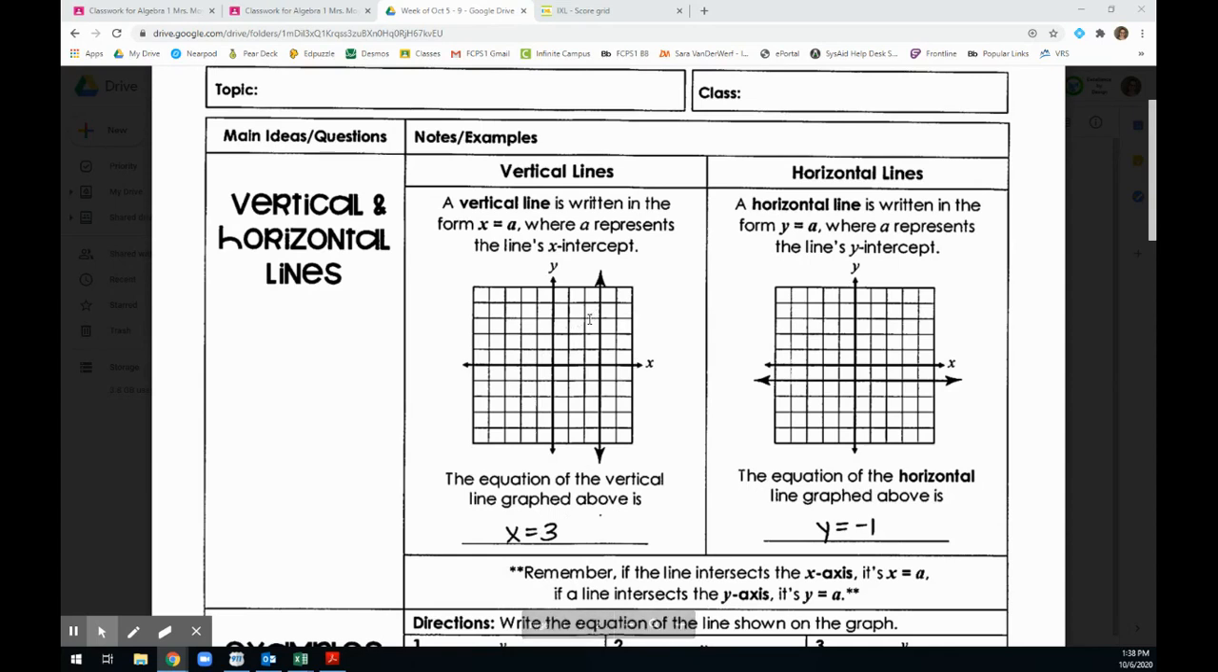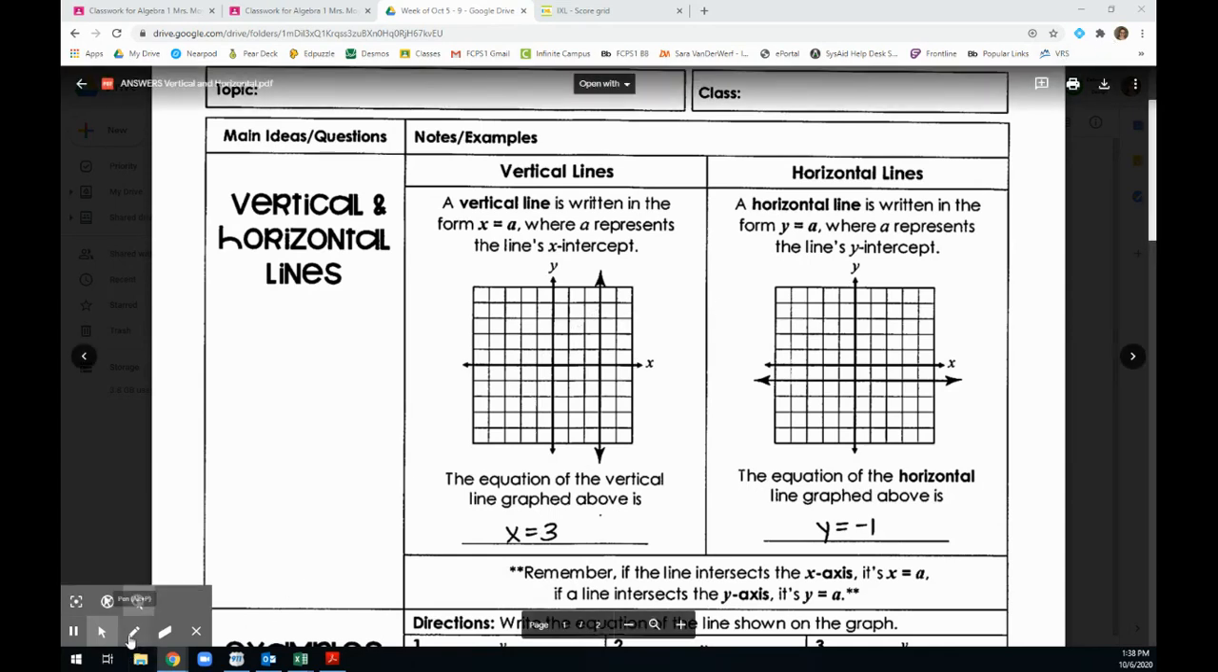And that's the case because no matter where you look on every point, the value of x is 3. Here the value of x is 3, here the value of x is 3, and here the value of x is 3. The y values in each of these coordinates change, but not the x value. And no matter where you go, x equals 3. The equation for that line is x equals 3.